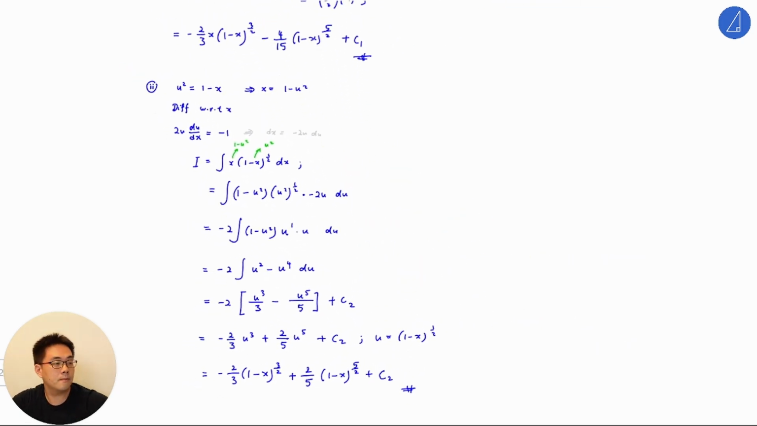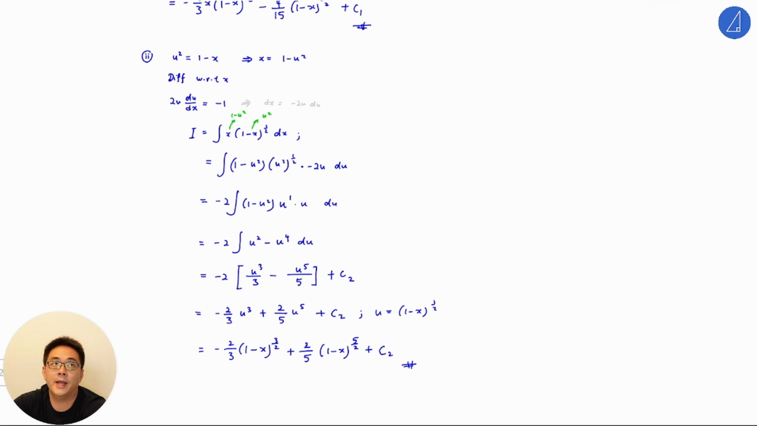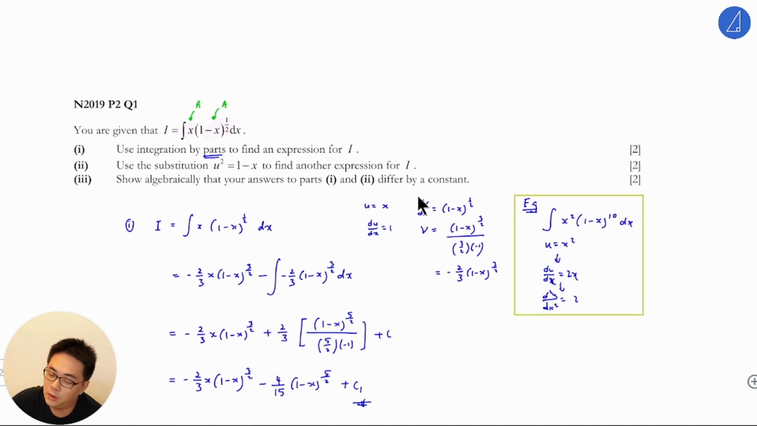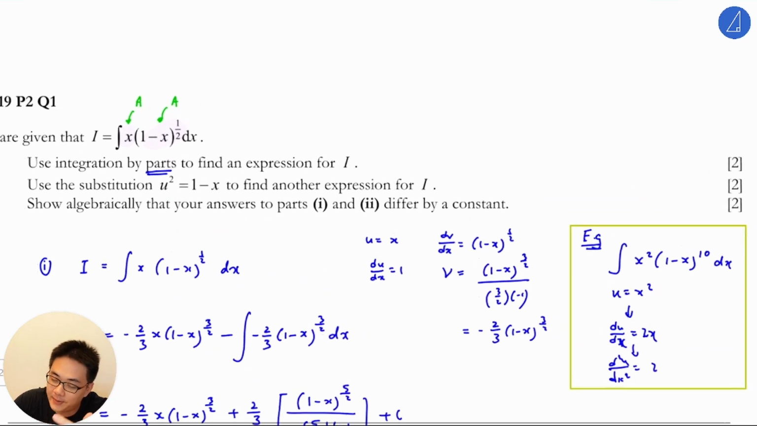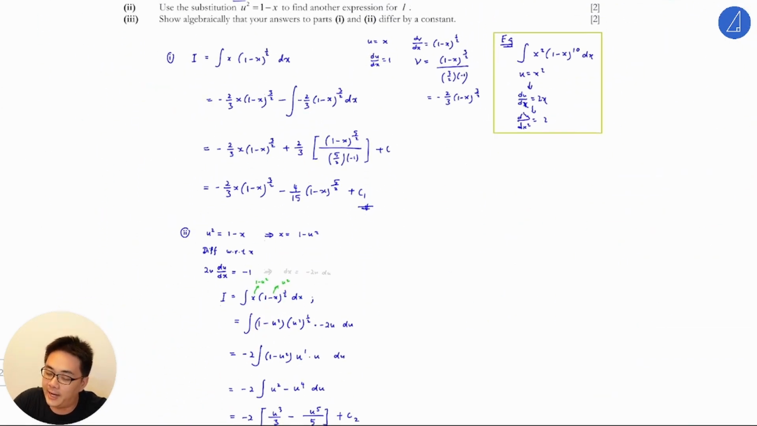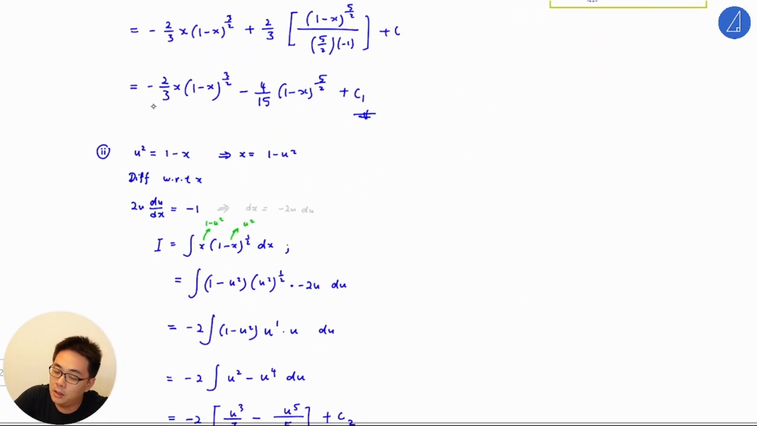Can you answer me why you need to show that the difference between 1 and 2 differ by a constant? These are the kind of questions like the one in my mock paper. A lot of concept. So let me explain. Now, do you realize that the answer in part 1 and part 2 looks different?